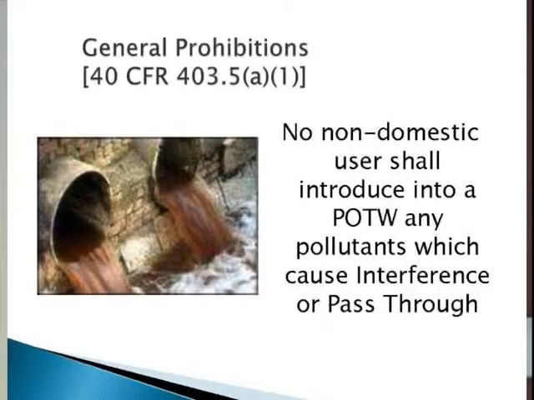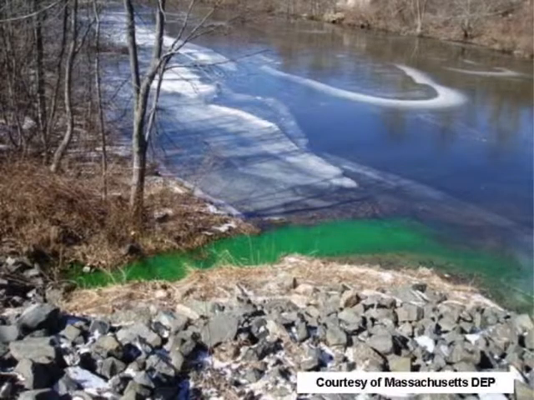Chuck already talked about general prohibitions. In general, you can't pass through or cause interference to the plant. Here are some pictures: beautiful green water coming out of an effluent discharge pipe from a POTW. This is an obvious sign of possible pass-through.